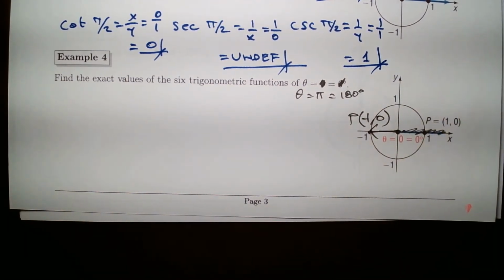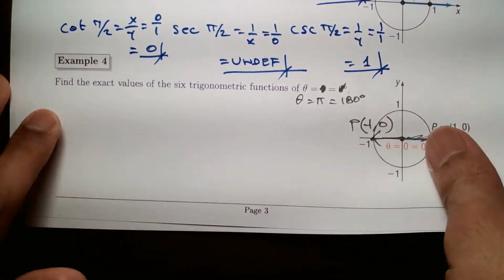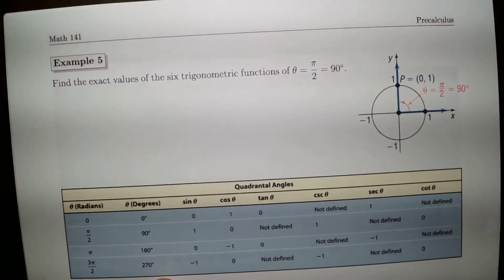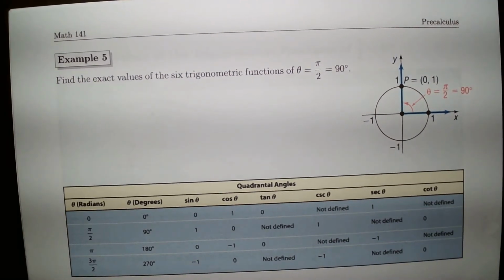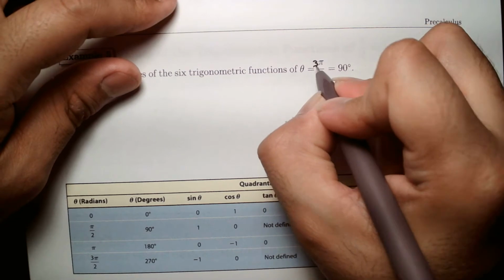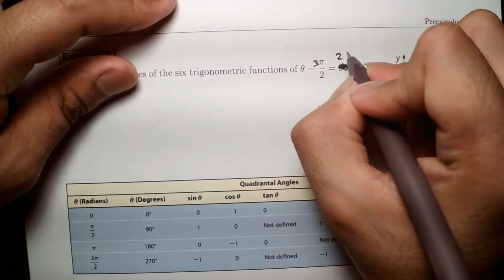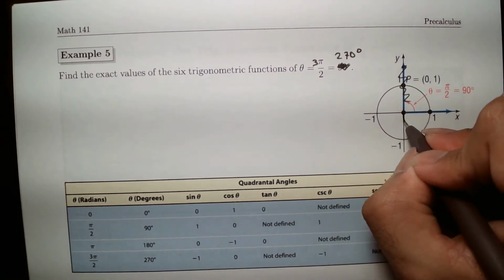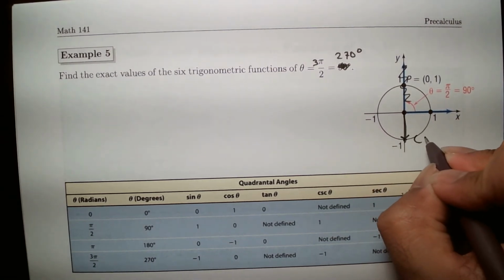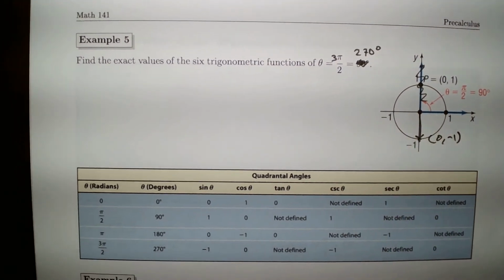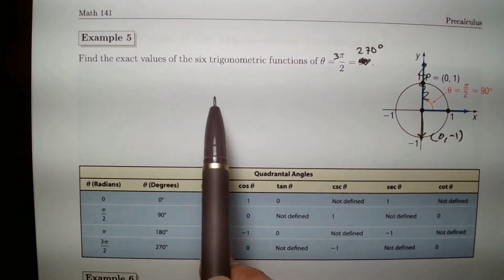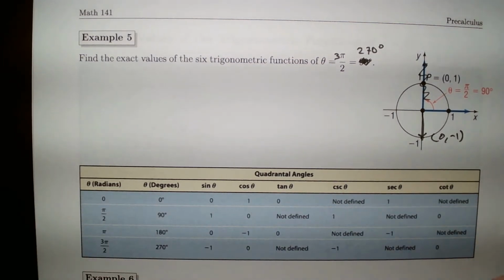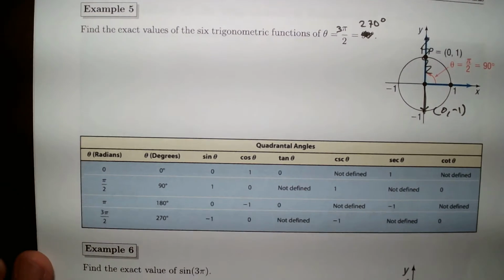You can repeat this exercise on your own, and then the exercise on the next page, which is actually not pi over 2. That's 3 pi over 2, and in this case this is 270 degrees, and instead of going in this direction it goes down here to the point 0 comma -1. If you want to fill in the blanks for sine, cosine, tangent, cotangent, secant, and cosecant, and get them from the graph, that's fine.